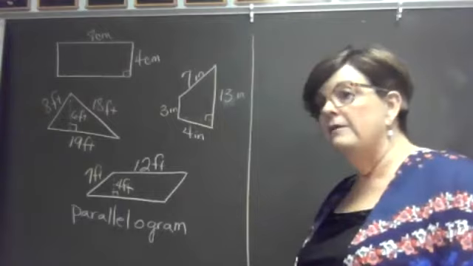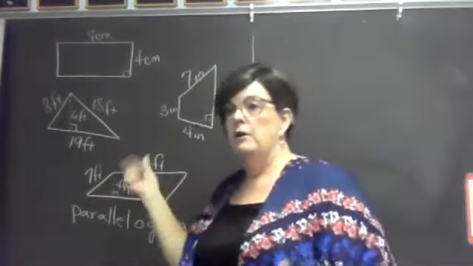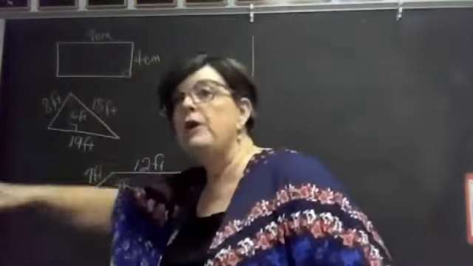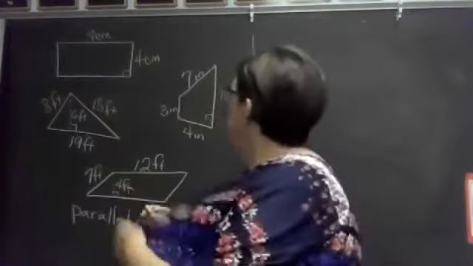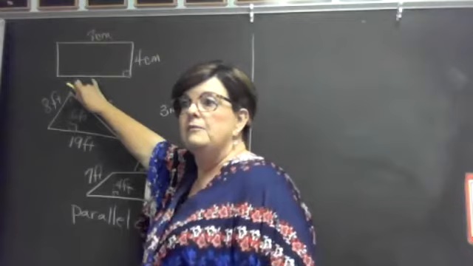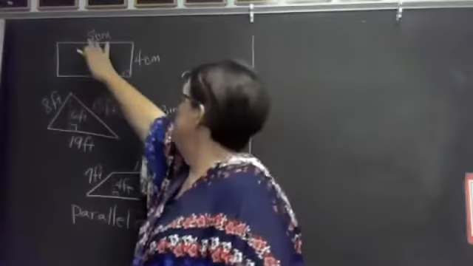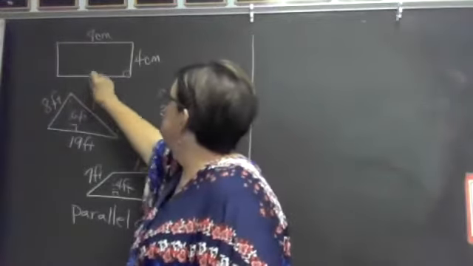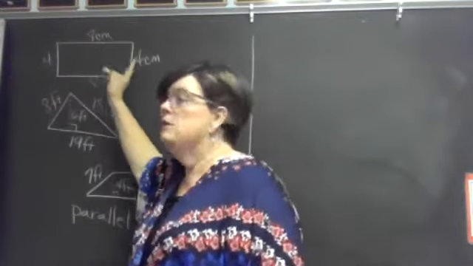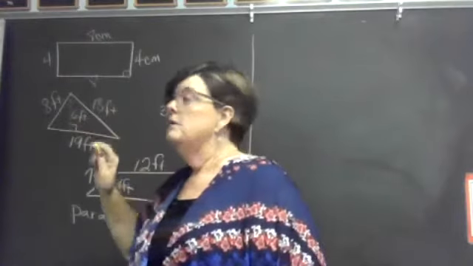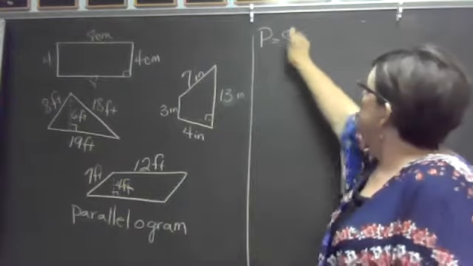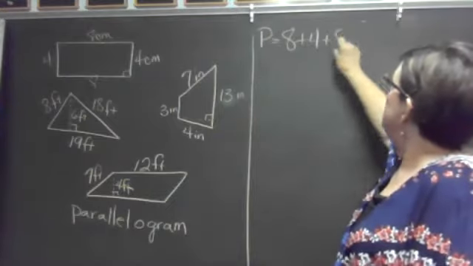So how do you find the perimeter of any polygon? What is the perimeter? The distance all the way around the outside, right? So if I'm going to go all the way around this outside, what do I know about this side? It's the same as the top, because opposite sides are equal and parallel on a rectangle. So the perimeter of that rectangle is simply going to be 8 plus 4 plus 8 plus 4.